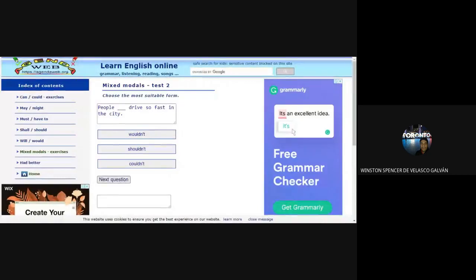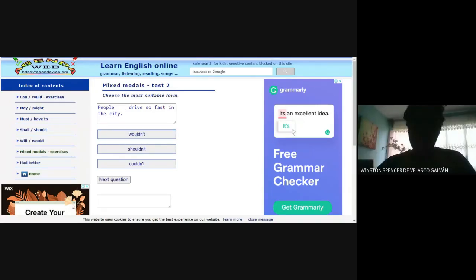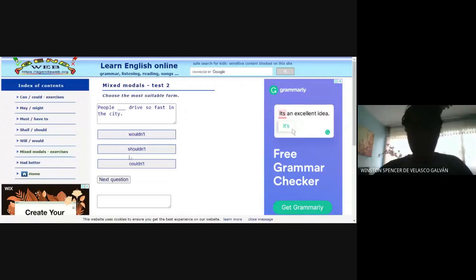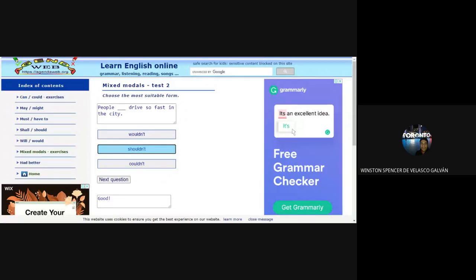Next one. People blank drive so fast in the city. This is a negative one, and you got the following options: wouldn't, shouldn't, couldn't. Please, Edith, tell me what is the most suitable answer. Shouldn't? Okay, let's see. Yes, people shouldn't drive so fast in the city. But what happens? They drive so fast. It is impossible that they slow the speed. Thank you, Edith.